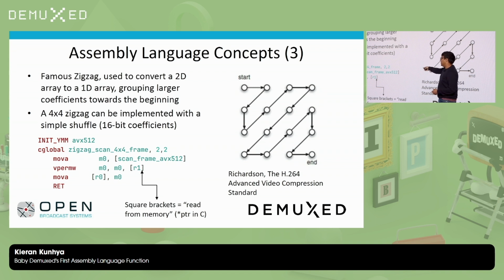So you can see you do a load, you do a permute. Unfortunately, I haven't got time to explain pointers, but for those who are familiar with C, the square brackets mean read from memory, aka dereferencing a pointer. So that means read from memory, permute, and then store back. And that's one of the simplest assembly functions you're going to find.